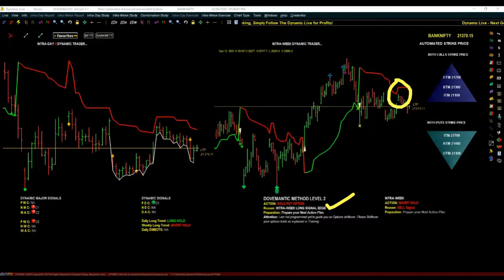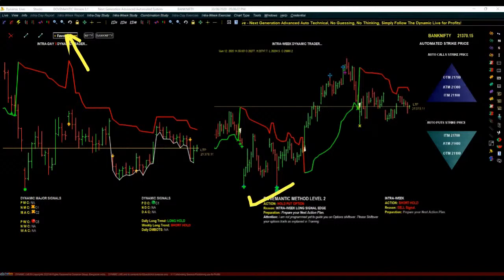Now how to start trading. What are you supposed to do, when to buy and when to sell? As it is told in the webinar, it is a matter of just 1, 2, 3 easy steps. The first step being, go select any of your favorite stock or index. Once you have done that, the second step is to come and check the action information under the Dowmantic method level 2, and whatever the action information tells you, based on that, simply place orders, start trading and start earning.